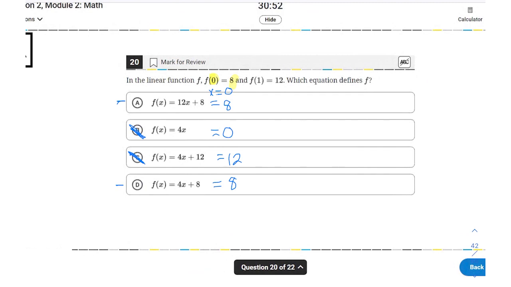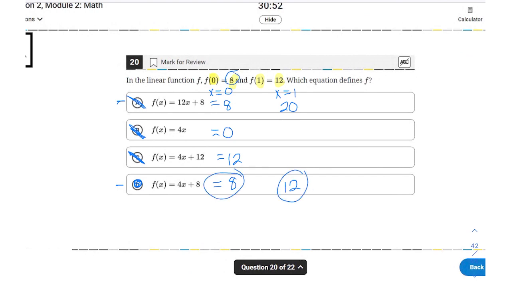So now we're going to plug in a 1 for x, and when we plug in a 1, we should get 12 as our result. So let's try A. When x equals 1, let's see what we get here. 12 times 1 is 12 plus 8. That would be 20. So that's not it. So we already know that D is going to be our correct answer. And just to double check, when you plug in a 1 for x, 4 times 1 is 4 plus 8. What do you know? That one equals 12.